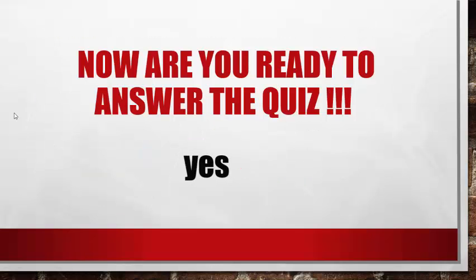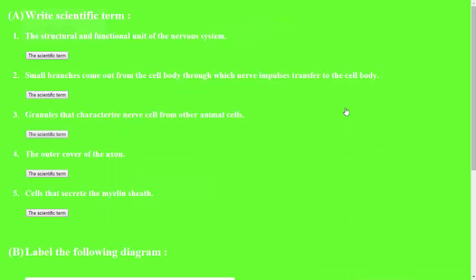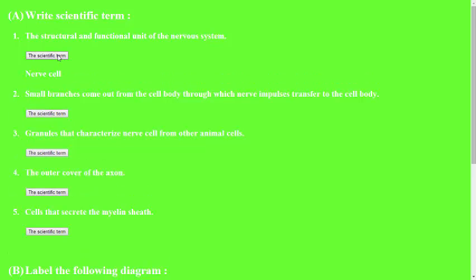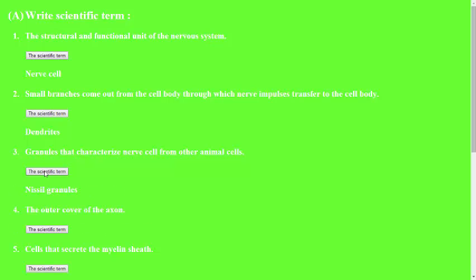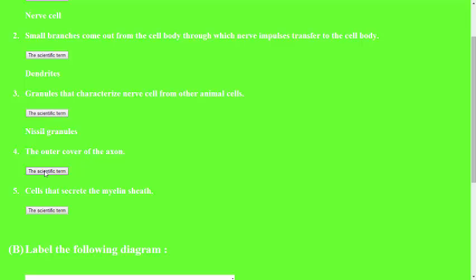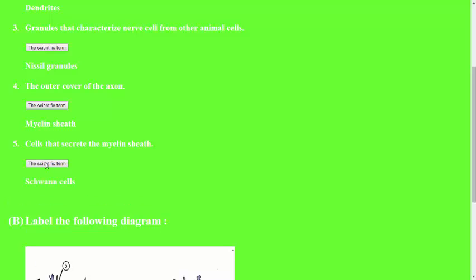Dear students, are you ready to answer the quiz? Now, let's do the following quiz. First question, write the scientific term. The structural and functional unit of the nervous system: this is the nerve cell. The small branches that come out from the cell body through which nerve impulses transfer to the cell body: these are the dendrites. Granules that distinguish nerve cells from other animal cells: these are Nissl granules. The outer cover of the axon is the myelin sheath. Cells that secrete the myelin sheath are Schwann cells.